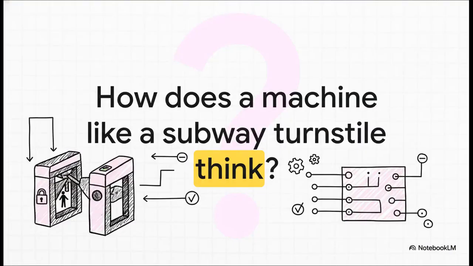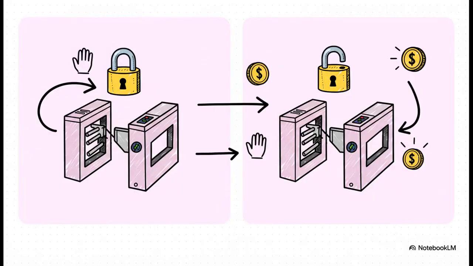Okay, think about this for a second. A subway turnstile. It seems dumb, right? But it has to make decisions. It needs to know, should I let this person through or should I stay locked? How does it actually figure that out? What's really going on inside its little mechanical brain? Let's just break down the logic.